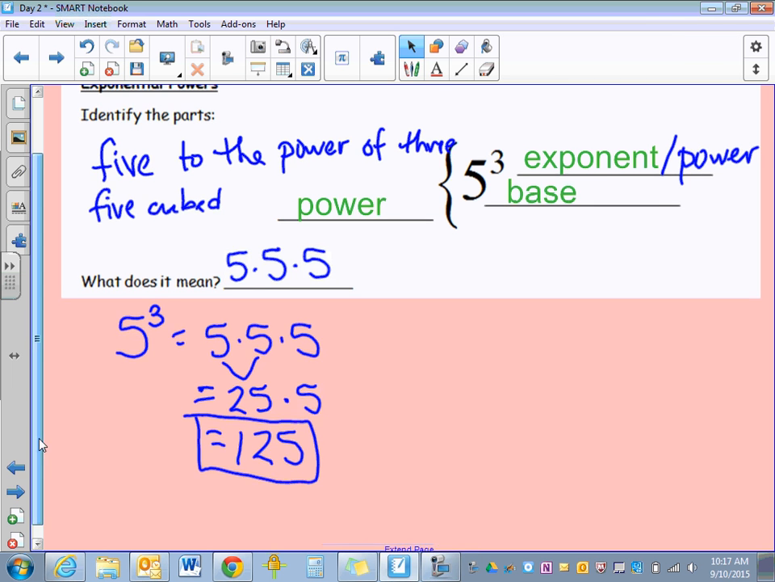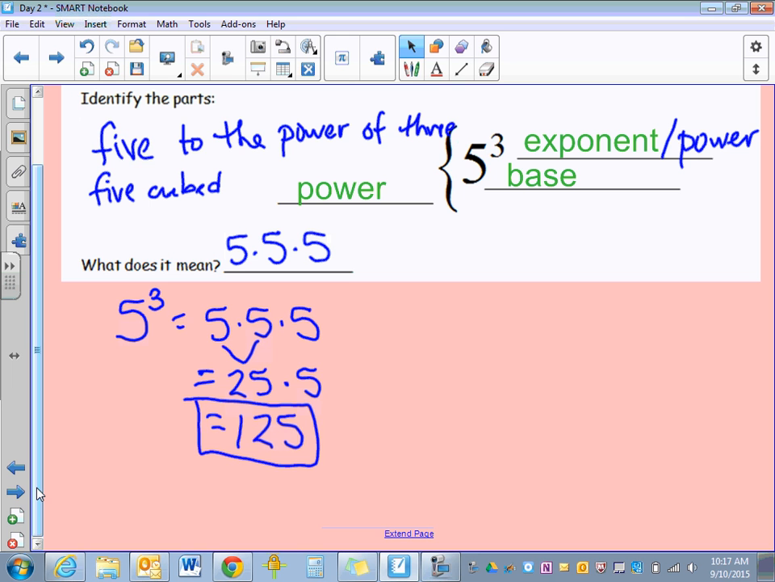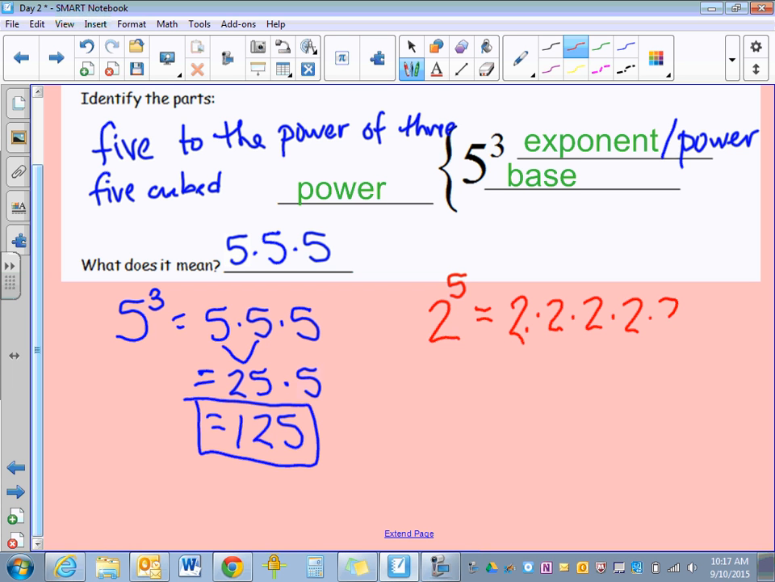Okay. Let me go ahead and throw up just another quick example. Let's say that I have 2 to the 5th power. What is this the same thing as? 2 times 2 times 2. Very good. 2 times itself 5 times: 2 times 2 times 2 times 2 times 2.